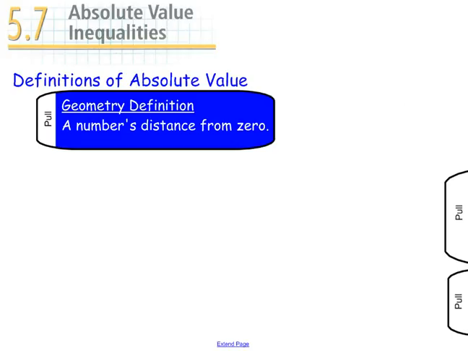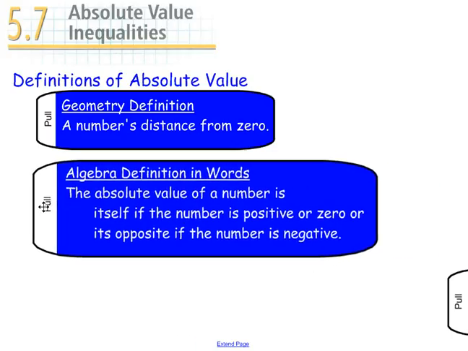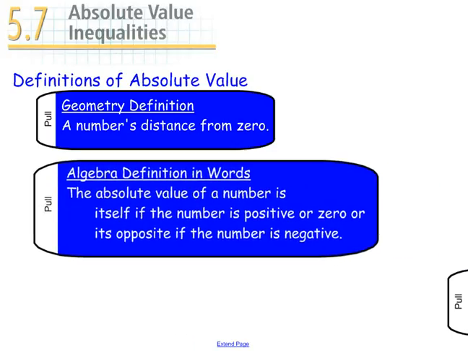The second definition that we looked at can be said in words, and it's an algebra definition. The absolute value of a number is, and we have two options, itself if the number is positive or 0. So the absolute value of a positive number or 0 is just that number. And the absolute value of a number is its opposite if the number is negative. So if you want to take the absolute value of negative 5, that's a negative number, so you want the opposite of that number, which is 5. That's the algebra definition written in words.